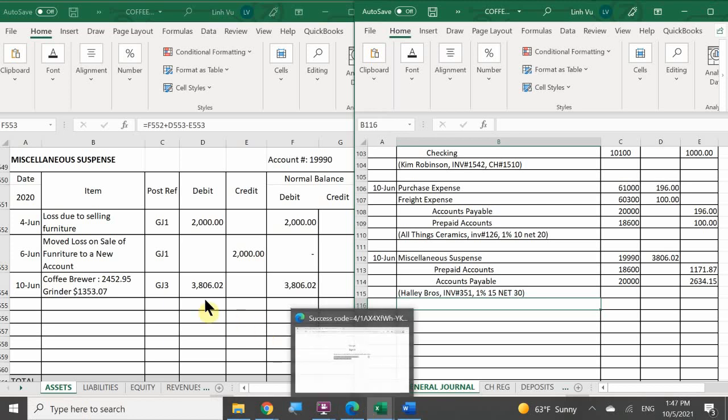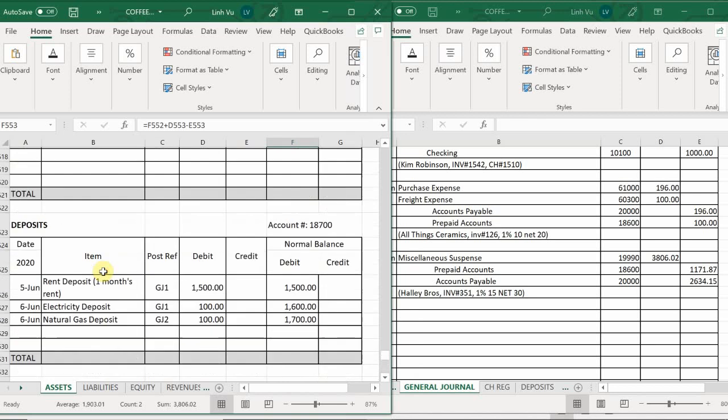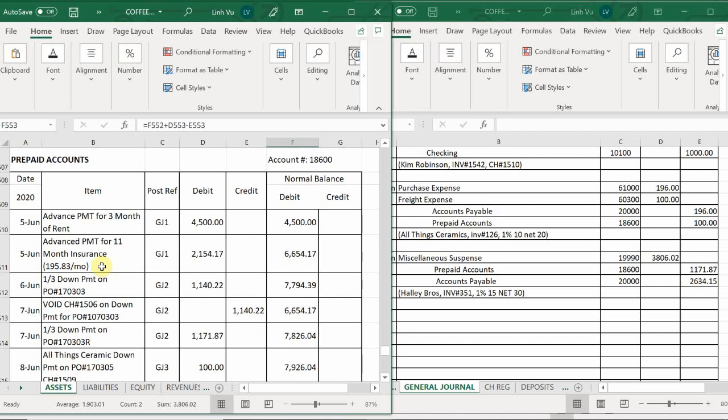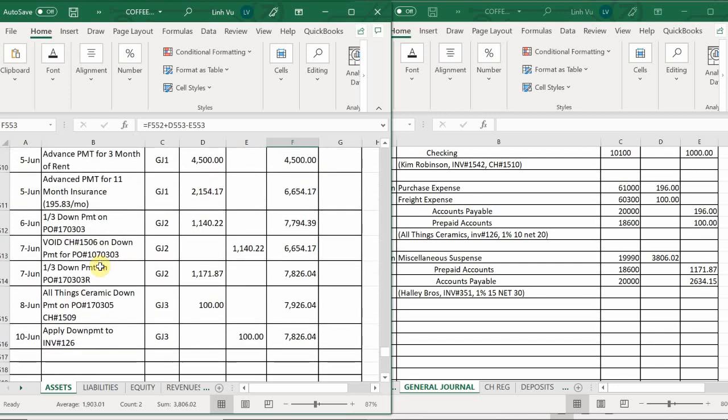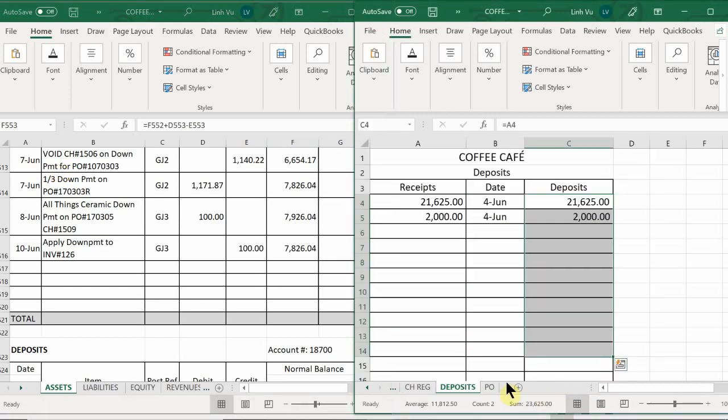Okay, so now that's the coffee, the miscellaneous suspense. So now we need to go to prepaid accounts. We have to update the purchase order too, no? Because we received the orders. Yes, I think we have that. I guess we could do that now, and then we'll come back to the ledger after, if that's what you want to do.